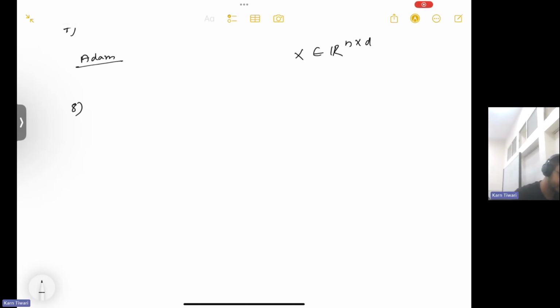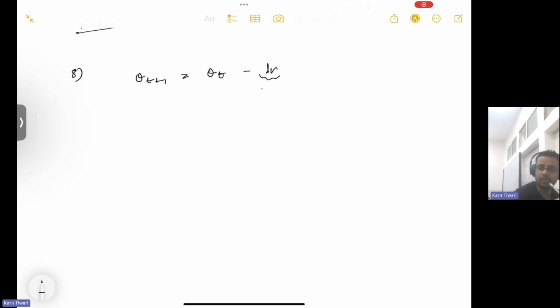Now the eighth question is, what's the update for Adam? The normal update rule for Adam is basically theta t plus 1 is equal to theta t minus the learning rate, which is adaptive, eta divided by root of v of t plus epsilon, times m of t. So that's the normal thing. It's directly from the question.